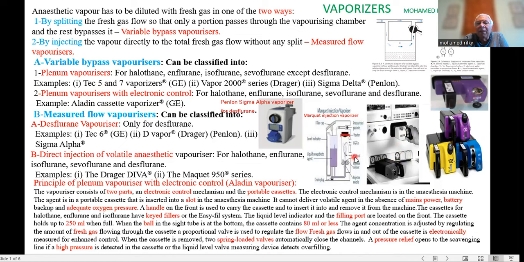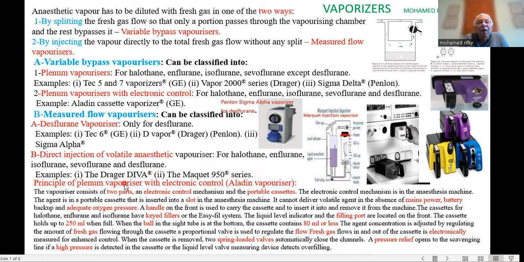of the cassette. And then after that, we have what we call the direct injection volatile anesthetic vaporizers. We have two types. We have the Draeger Diva, which is present in the Zeus station, and we have the Maquet C950 series. So these are the two types of the direct injection. And this is the diagram showing how this works. I'm going to show it later on in a bigger figure.